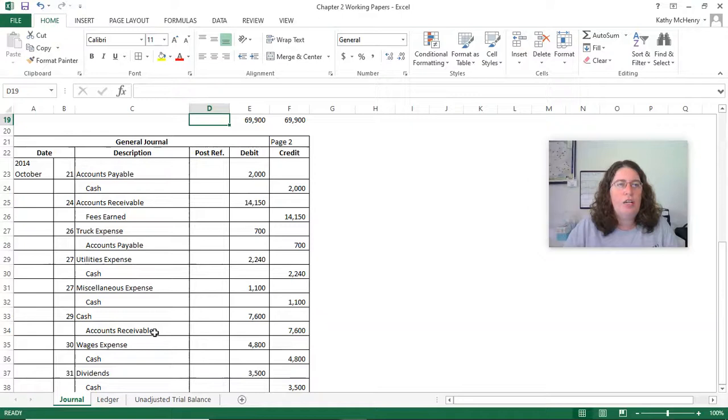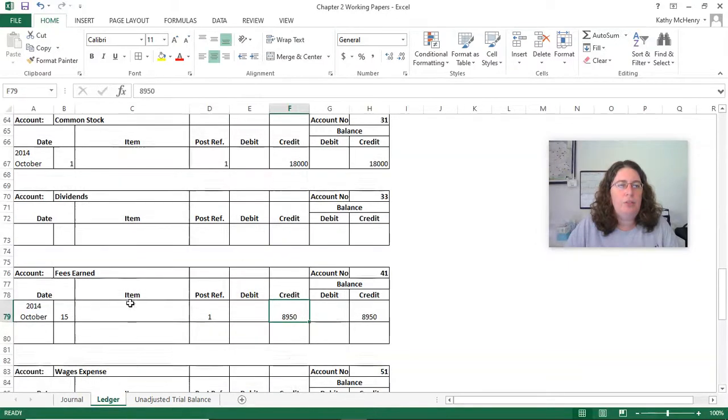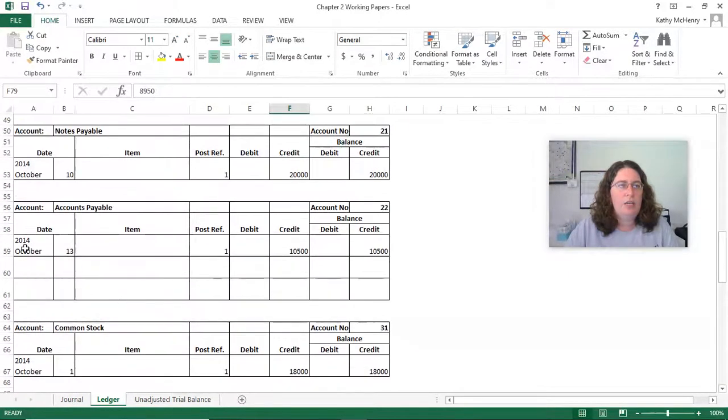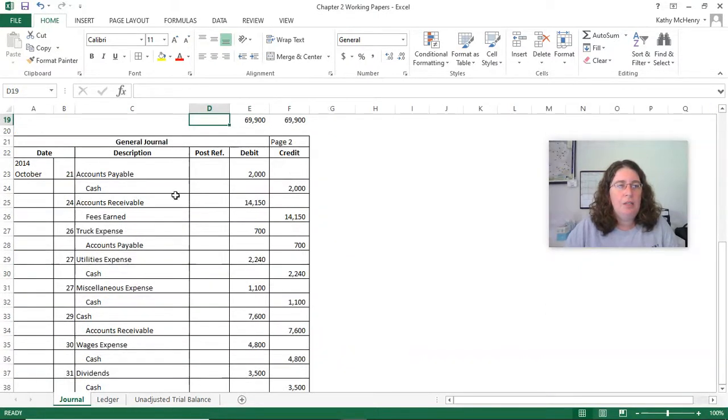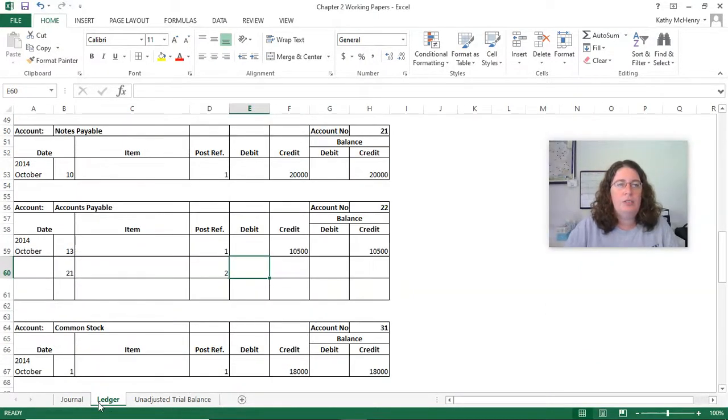Now I'm going to scroll down and I'm going to do page 2's posting. On October 21st, accounts payable debit for $2,000. So I'm going to go to accounts payable. I already have the month and day in there, so I can just jump right to here. My post reference is now going to be a 2 because I am on page 2. And a debit of $2,000.